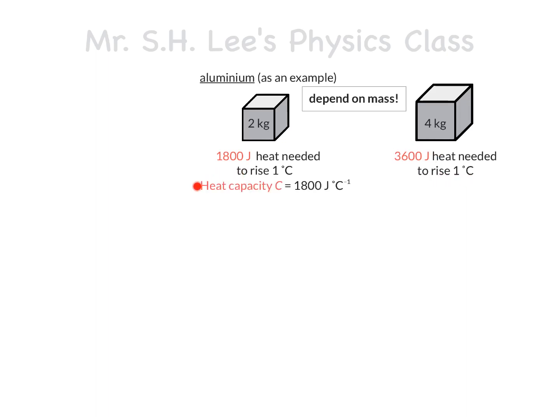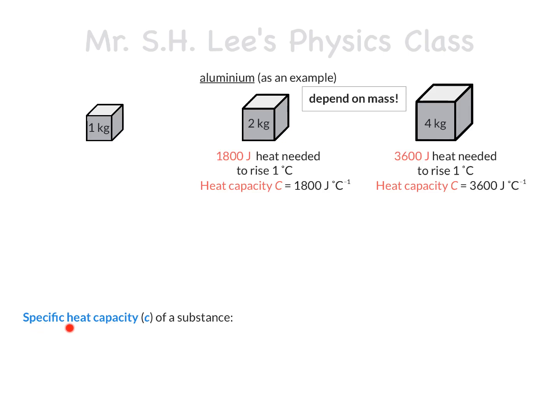That is to say, the heat capacity for 2 kg of aluminium is 1,800 joule per degree Celsius, while the heat capacity for 4 kg of aluminium is 3,600 joule per degree Celsius. Indeed, with these data, eventually we can find the heat capacity for whatever mass of aluminium. But this is troublesome. Why not just have the heat capacity recorded for 1 kg of aluminium? This leads us to the concept of the specific heat capacity of a substance, usually denoted by the small letter c. It is the heat to be absorbed by specifically 1 kg of the substance for it to rise by 1 degree Celsius of temperature.